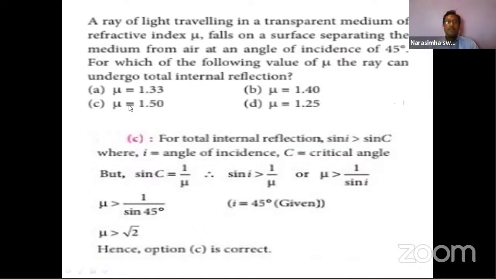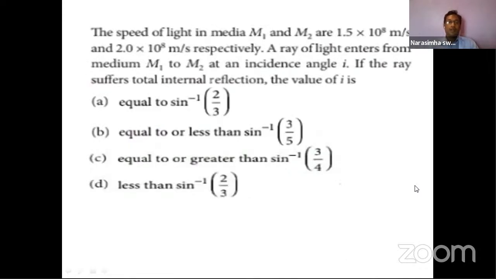What is option C? 1.414. Yeah, the answer is near to B. Right, so this is the procedure. And this is related to what? Critical angle and total internal reflection. And we'll see the next problem here.